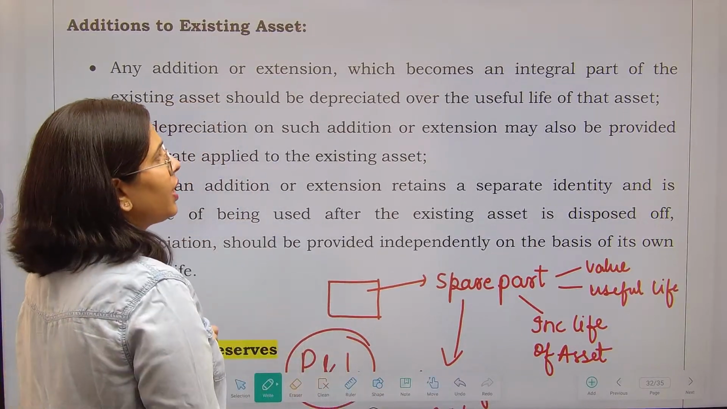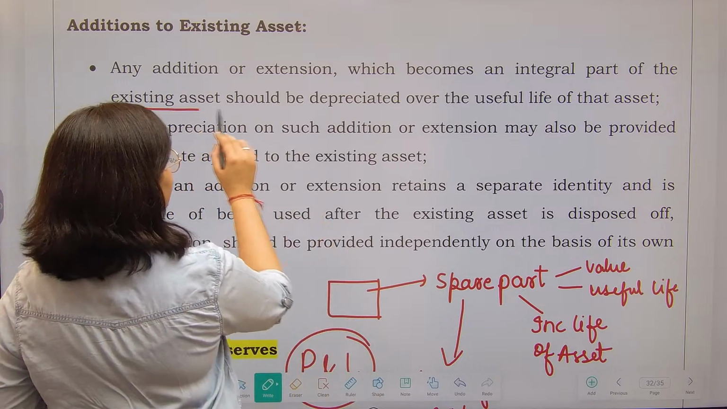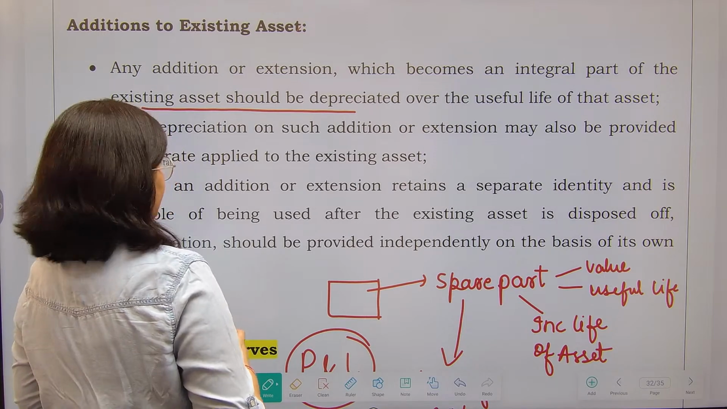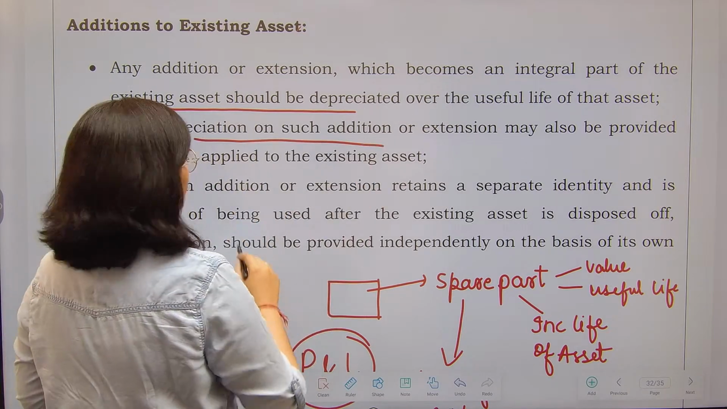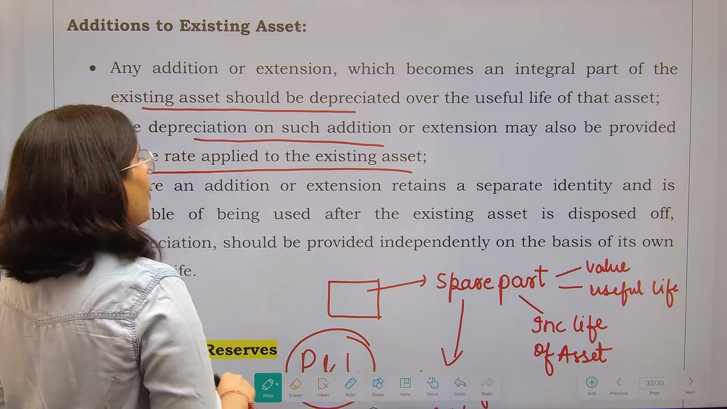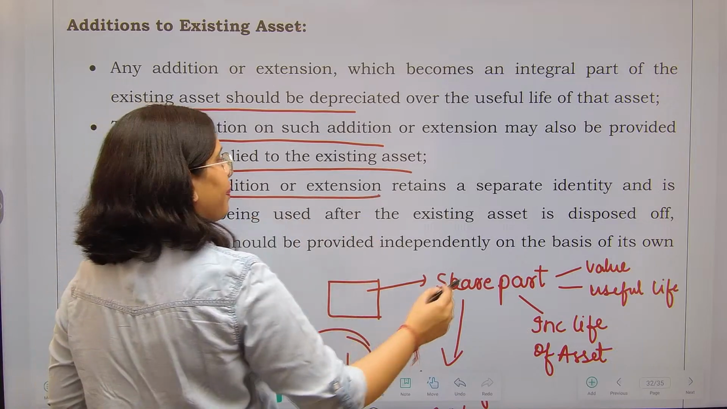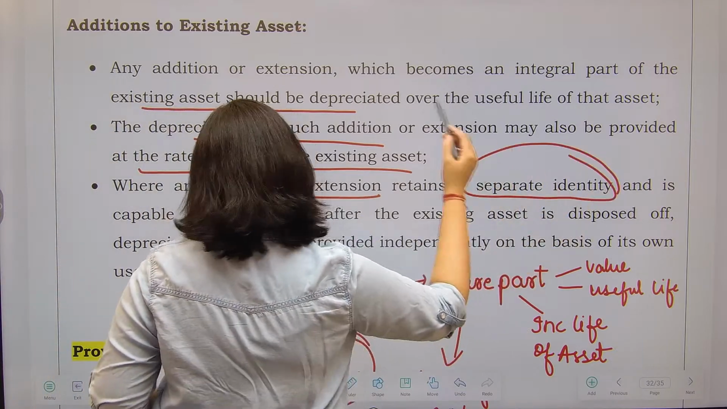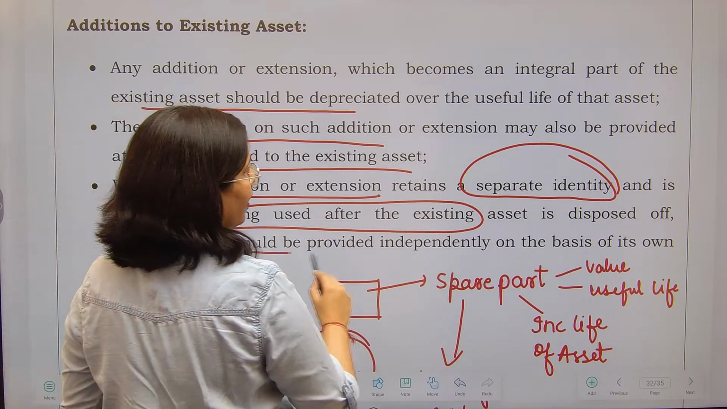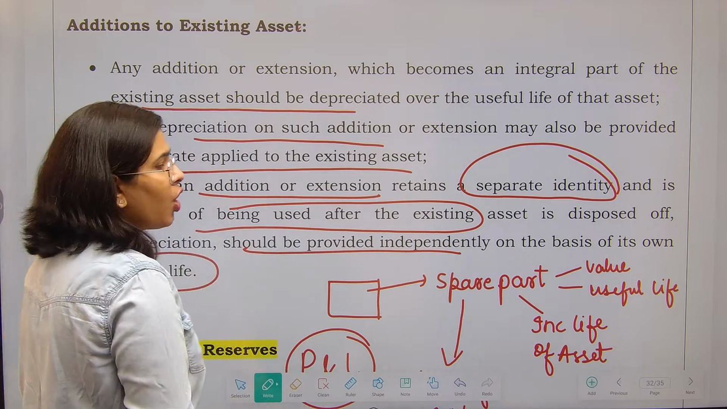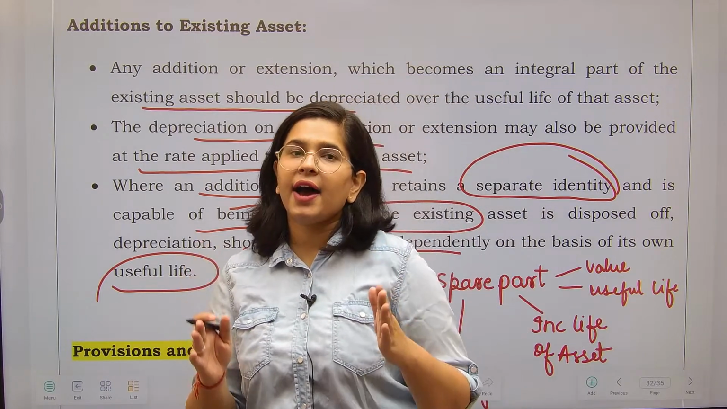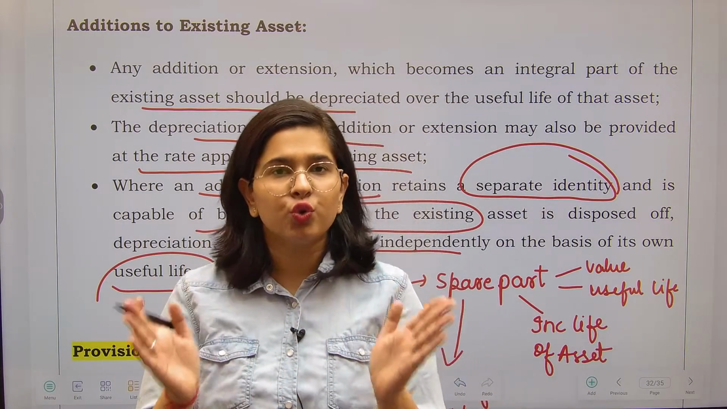See, any addition or extension which becomes integral part of existing asset, they should be depreciated over the useful life of that particular asset. ठीक है? The depreciation on such addition, they may also be provided at the rate applied to the existing asset. And where an addition or extension retains a separate identity and capable of being used even after the existing asset, it should be provided independently on the basis of its own useful life, right? So in this particular case, we have divided the addition into two parts.